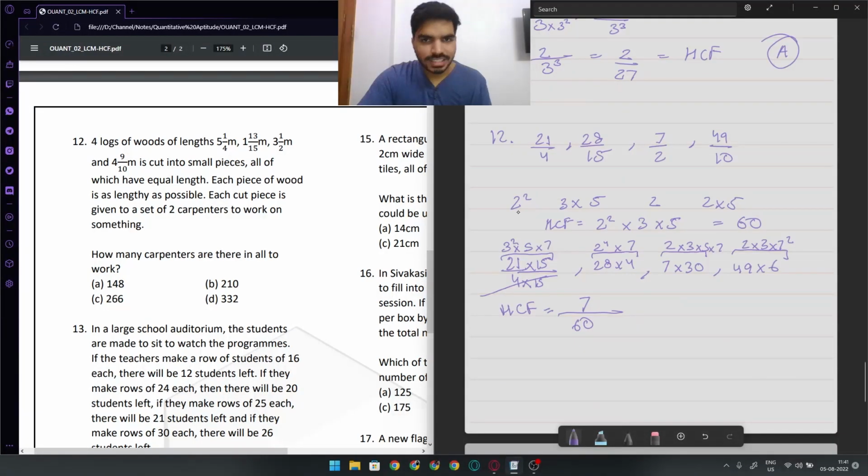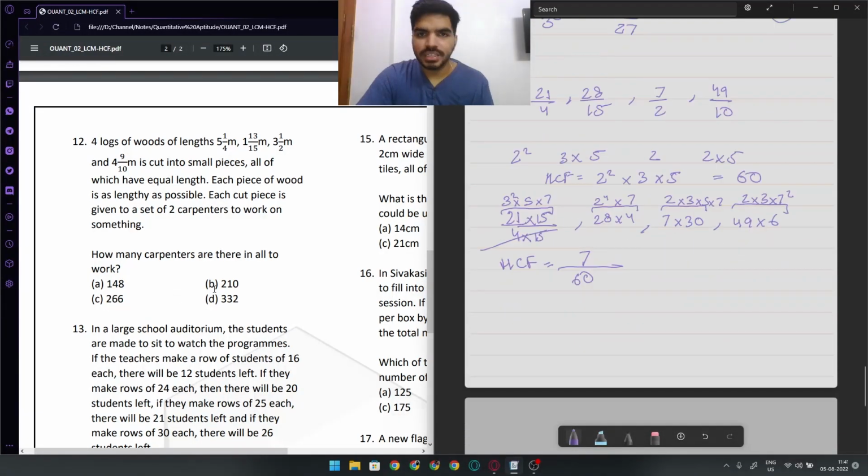Now, this is the HCF, but we have to find how many carpenters. Each piece is received by two carpenters. First of all, we need to find the number of pieces. So HCF means you can cut it into lengths of 7 by 60 meters. Now, for the total length, either take the sum, or better, I would suggest going with the pieces, because adding fractions is not easy. If you can, then go for it.